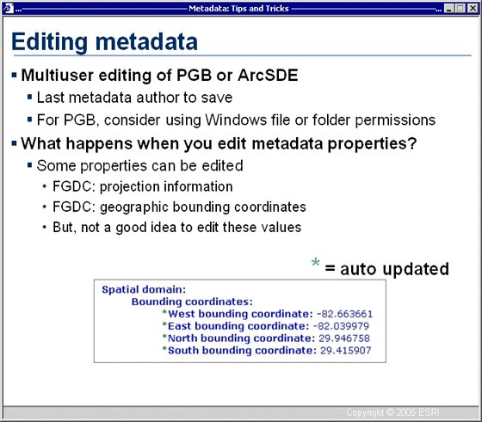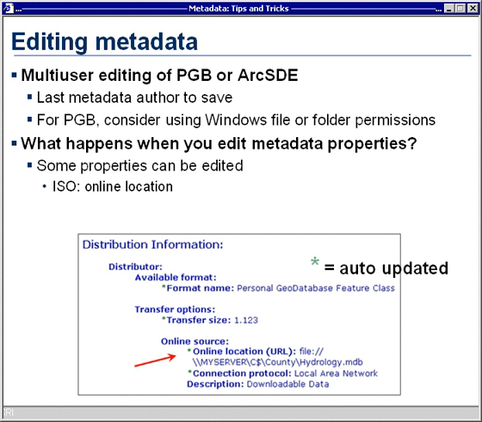When you do edit, be aware that some properties can also be edited. The FGDC decimal degree bounding coordinates have element names that display here in blue text. This tells you that these elements can be edited. The green asterisk flags the elements that are automatically updated. It isn't good practice to edit these values because they will not be synchronized with the data if you edit your data and add features beyond the current boundaries.